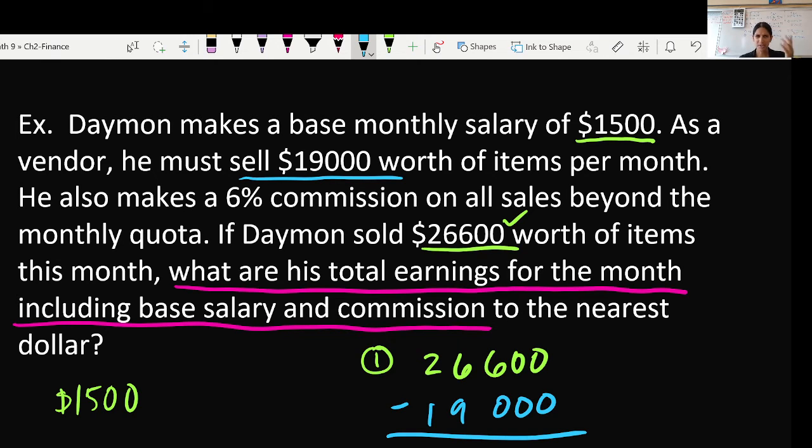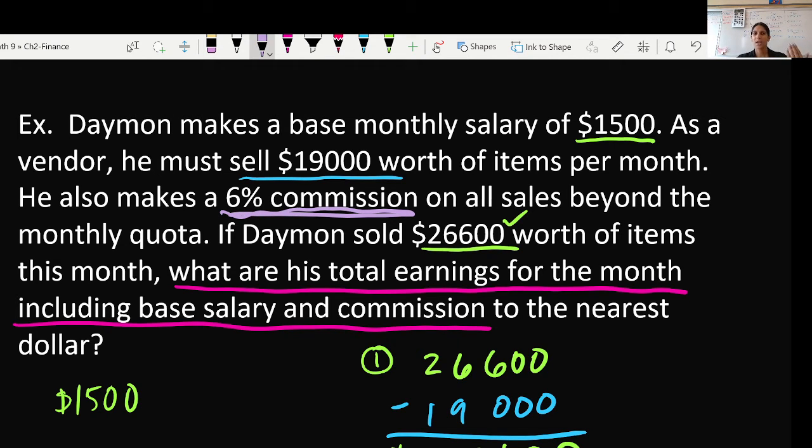Does that make sense to everybody? Read it over again, hit pause if you need to. But basically, if he sold a total of $26,600, I want to subtract away the minimum amount that he's required to sell. And that's going to help us to figure out what's happening here. So when we do subtract those values, we get $7,600 left over. That's the amount that he's going to get commission for. And to remind you, the commission here was 6%.